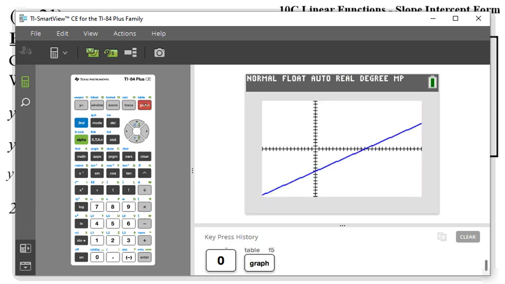And let's graph that. There you go. Now my window displays both intercepts nicely. I can see the important parts of the graph, and I could work with it from there.